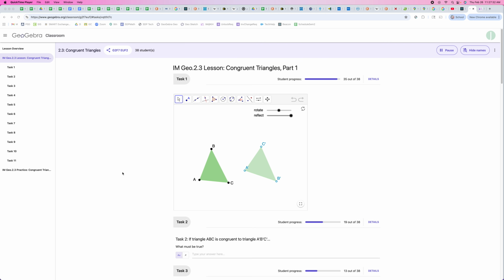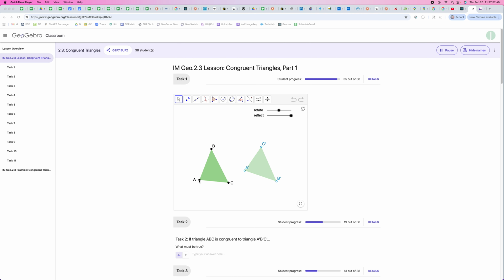Here we go. Lesson 2.3. We're dealing with congruent triangles here. Whoops, banging the table. Okay, so our job is to get this triangle to sit onto this triangle. Okay, all right. Let's see here.